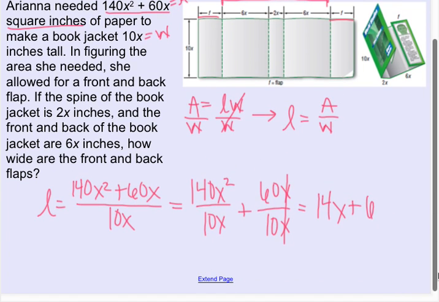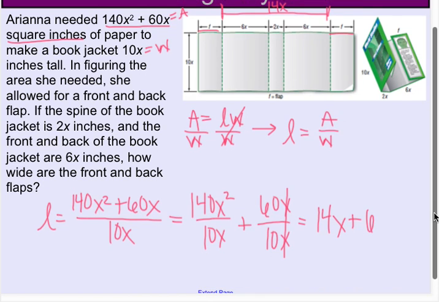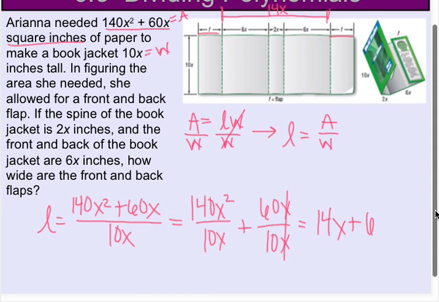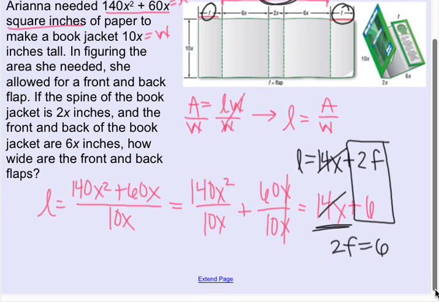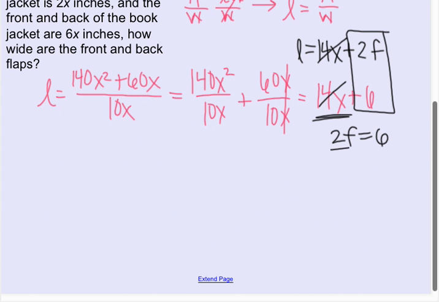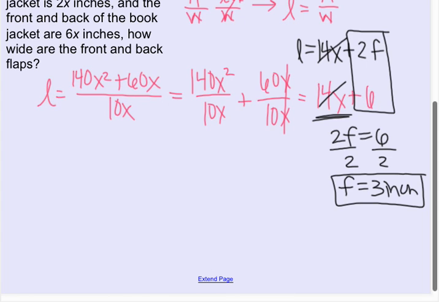Now if we look at what they gave us, they showed that the length is 14x plus 2 flaps. If you notice, we have 14x from above, so those will cancel, and I will see that the 2 flaps have to be 6 inches. So if I divide both sides by 2, I will see that 1 flap has to be 3 inches. So that answers my problem from above. I was using division.